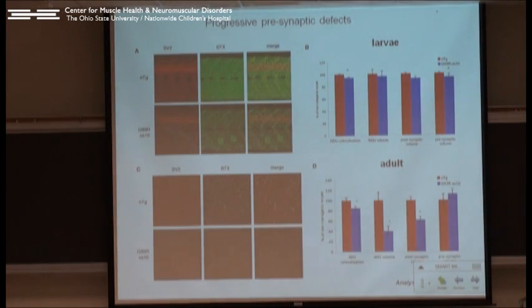So just by doing antibody labeling of the synapses, again looking at these presynaptic components that were looked at in other animals, we saw that there was a subtle change early on in the larvae, but it progressively got worse. So by the time you got to adults, you were seeing that the synapses were very fragmented.